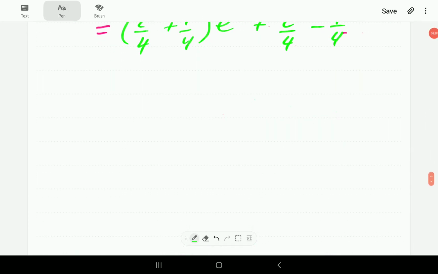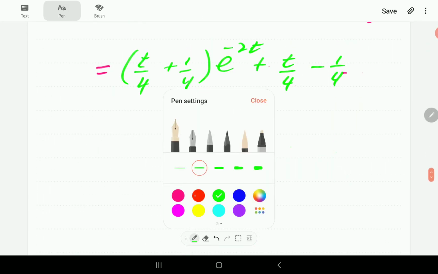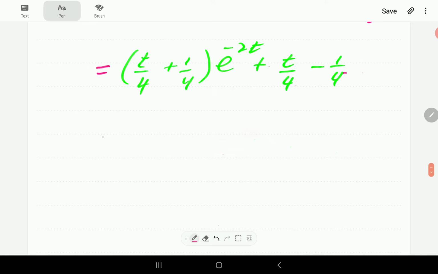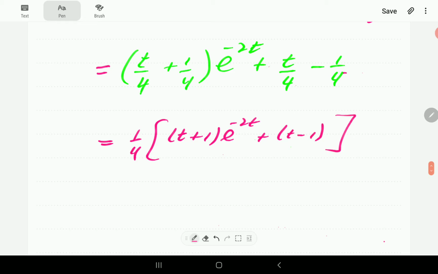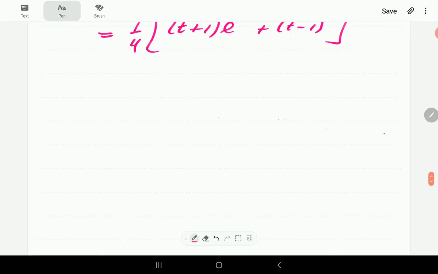Of course, if we like, we can regroup these terms. If we do that, then if we factor out 1 over 4, we can write this as t plus 1 e to the minus 2t plus t minus 1. Okay, so that is that.